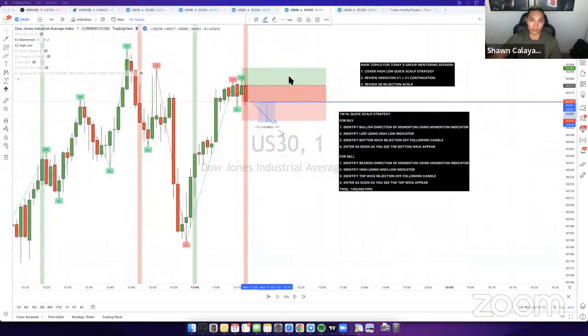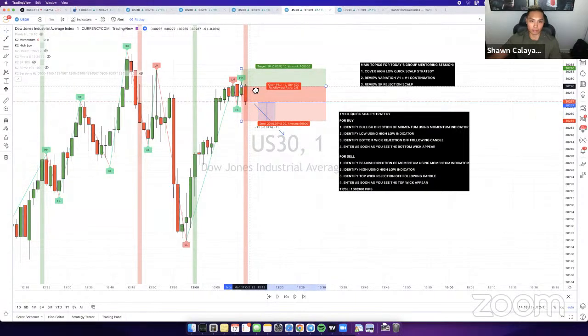So as soon as I see a wick, I enter the trade. So I'm in that trade already. If you enter too late, you're going to get screwed because you're going to get caught in this drawdown right here. So unless you're fast, don't use a tight stop loss. Use the same 300 pips.